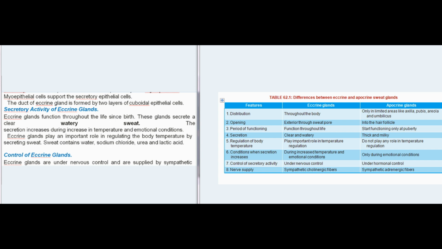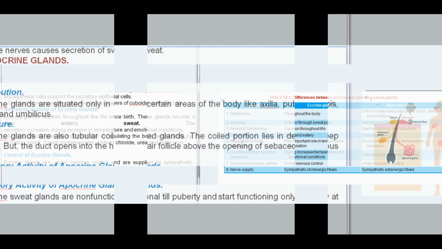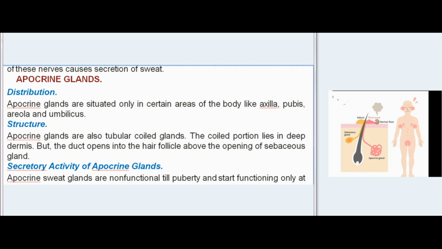Control of eccrine glands. Eccrine glands are under nervous control and are supplied by sympathetic postganglionic cholinergic nerve fibers, which secrete acetylcholine. Stimulation of these nerves causes secretion of sweat. Apocrine glands. Distribution. Apocrine glands are situated only in certain areas of the body like axilla, pubis, areola, and umbilicus. Structure. Apocrine glands are also tubular coiled glands. The coiled portion lies in deep dermis. But, the duct opens into the hair follicle above the opening of sebaceous gland.